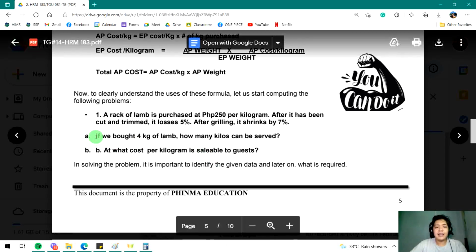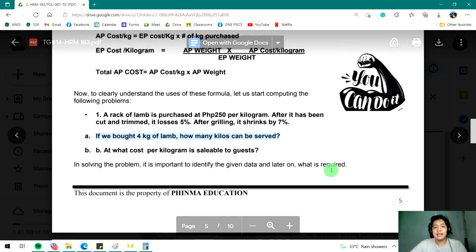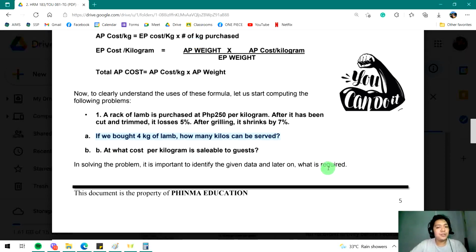So ibig sabihin, ang hinahanap natin dito is the EP weight or yung edible portion weight. And next, at what cost per kilogram is saleable to guest? So, ibig sabihin, ang hinahanap natin dito is yung EP cost or edible portion cost. Paano natin nasabi yun? Paano natin nalaman yun?